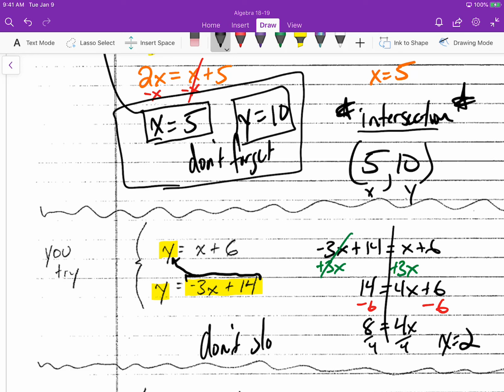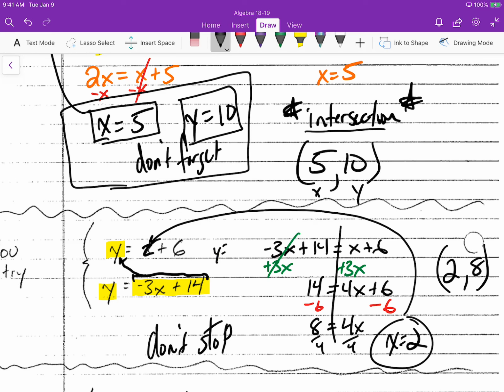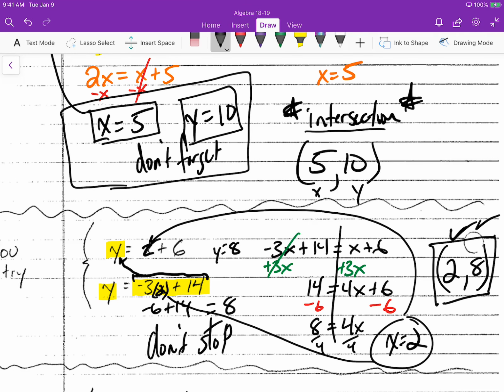Don't stop. That is just x, but don't forget you're looking for a point. So yes, you found your x number. Don't forget to plug it back in. So what's 2 plus 6? Well, that would be y equals 8. And then if you plug the 2 in here as well, negative 3 times 2 would be negative 6 plus 14, which also equals 8. So check, check. The answer is (2, 8).